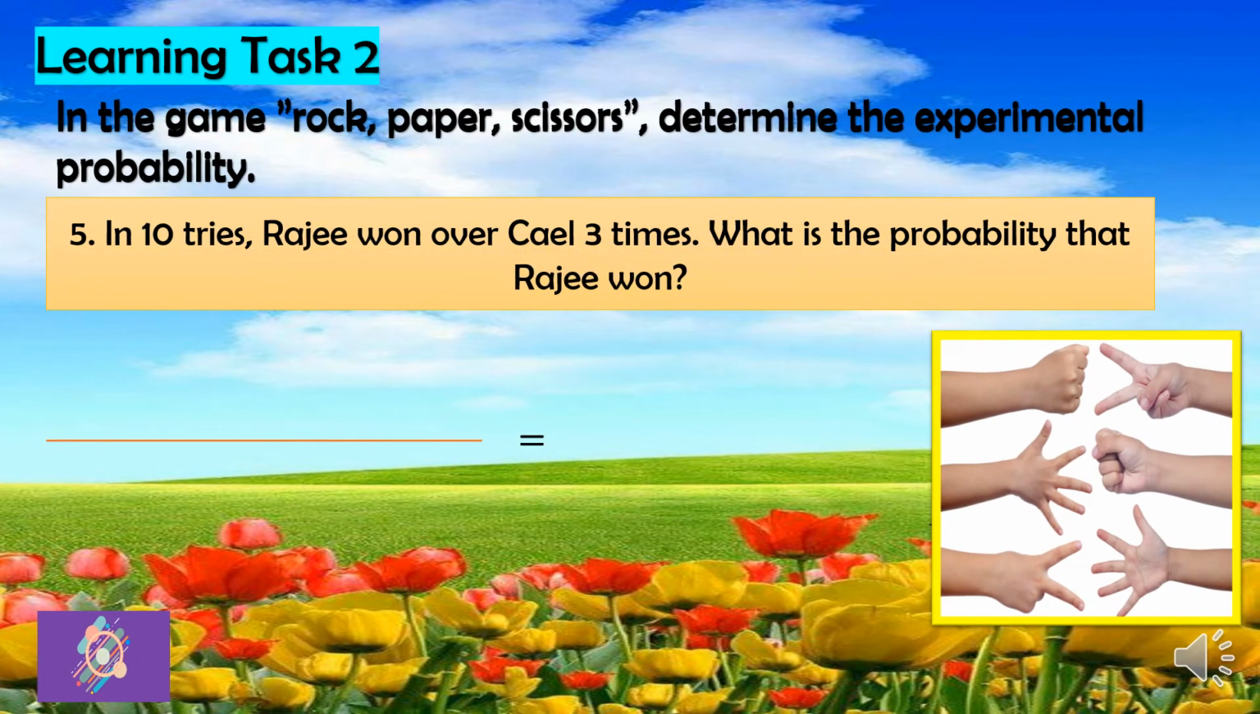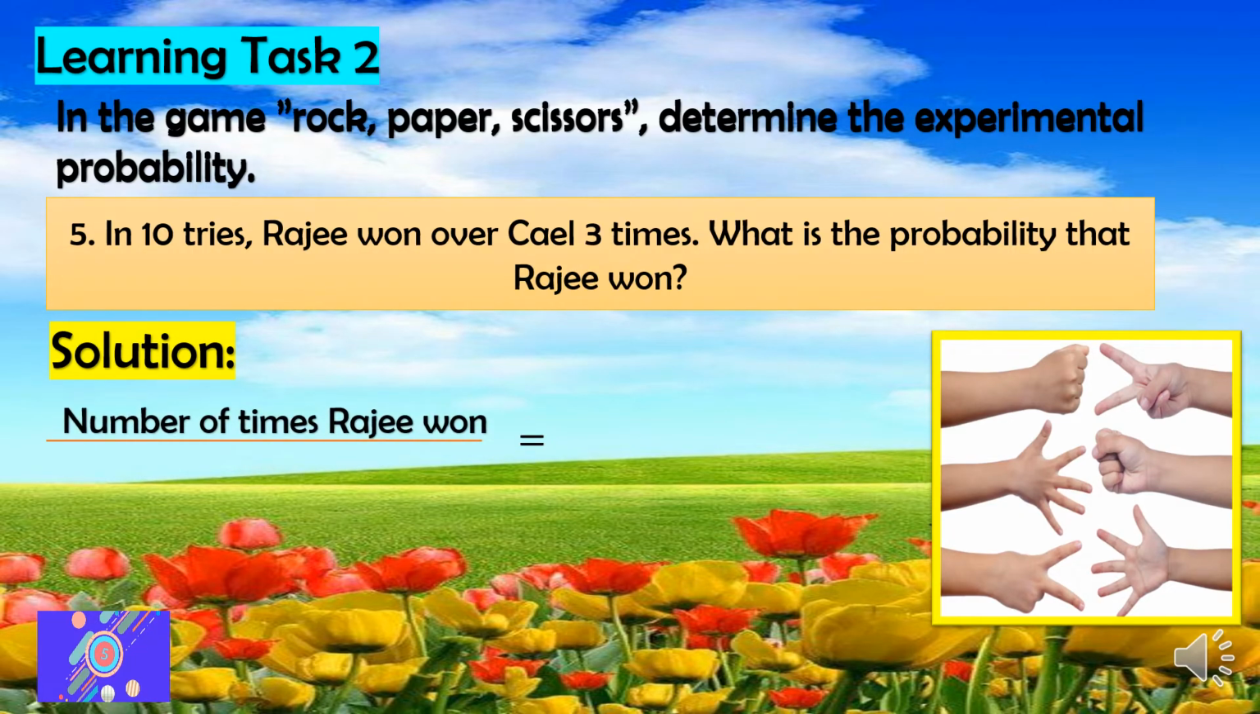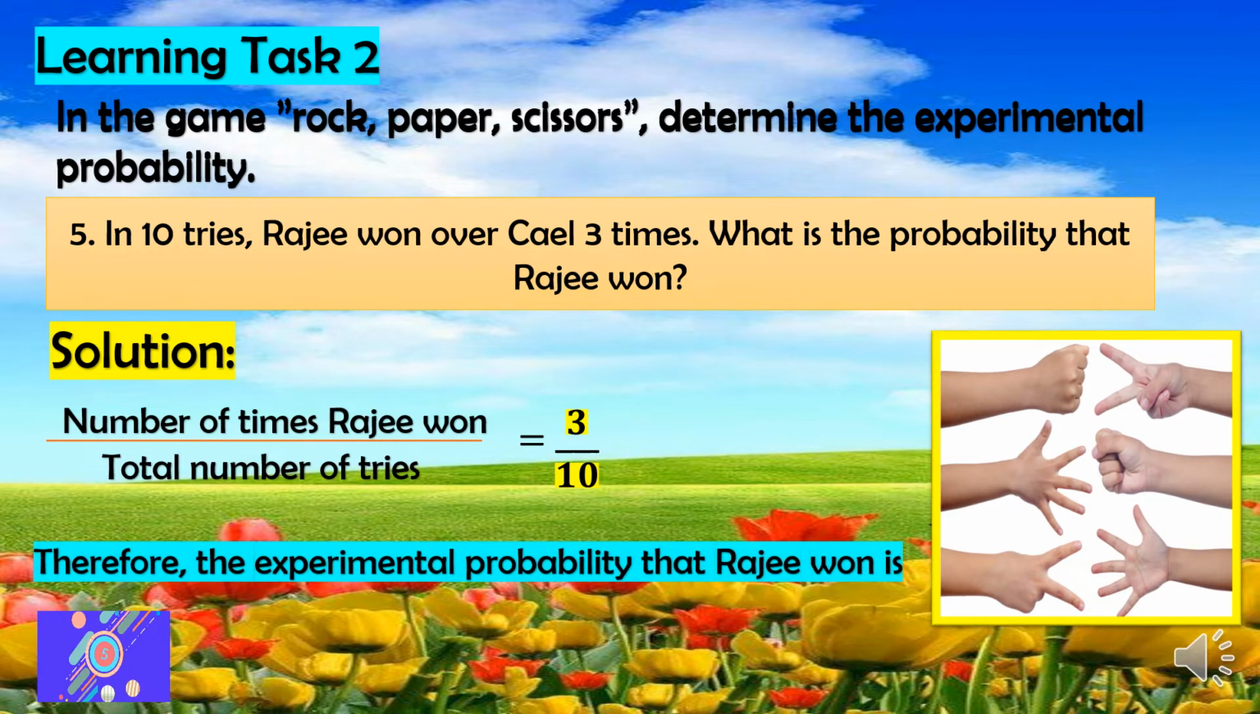Okay, for number 5 problems. In 10 tries, Raji won over Kael 3 times. What is the probability that Raji won? So for the solution, we have the number of times Raji won over total number of tries. So you have 3 over 10. Okay, so therefore the experimental probability that Raji won is 3 over 10.